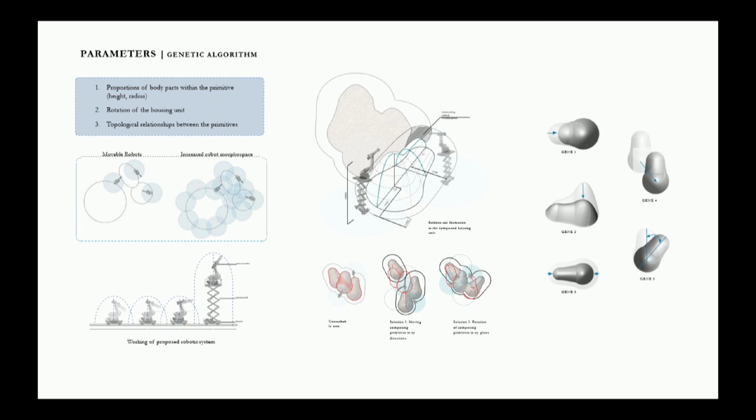Also, we implemented two rules in order to fulfill the criteria of robotic reach and adjust the robotic morphospace. If units are too close to each other and the compound house is not reachable by the robot, they have the possibility to move away from each other or rotate away from each other.